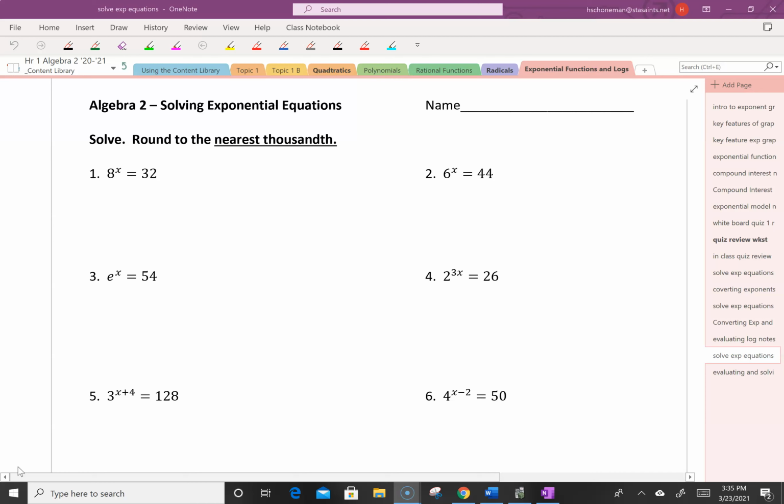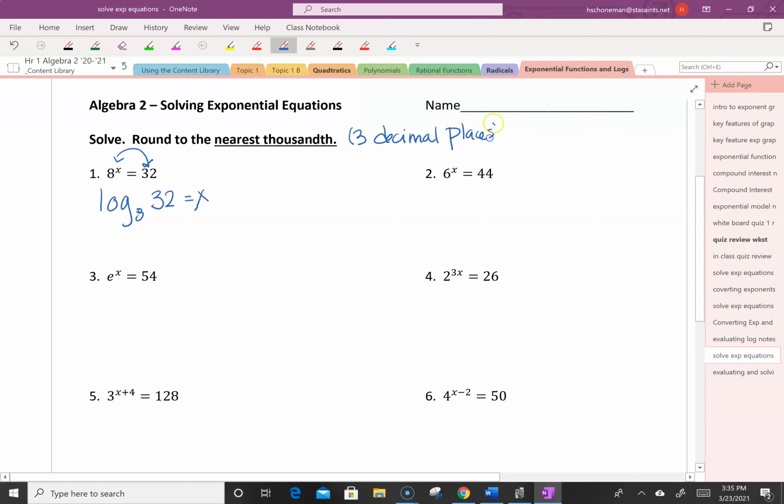On number one, the way it's written, we can't solve for an exponent, so if we rewrite it as a log, then we'll be able to solve. So we can rewrite this as log base 8, and then remember the x and the 32 we're going to switch, of 32 equals x. And we're going to round on these to the nearest thousandths, which is 3 decimal places.